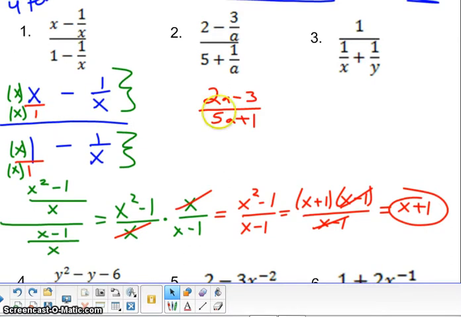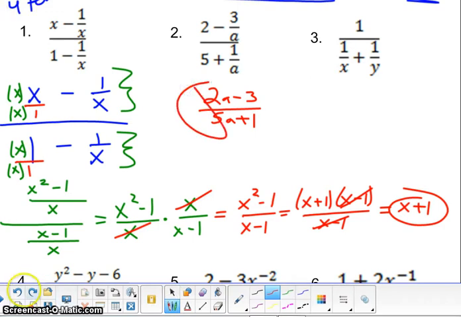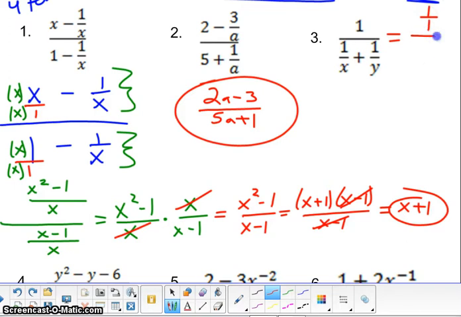So the answer is 2a minus 3 over 5a plus 1. Alright, so now let's try the next one. Okay, here again we have different terms. In this case we have 3 terms. This is 1 over 1, and the second one, and here's the third one.